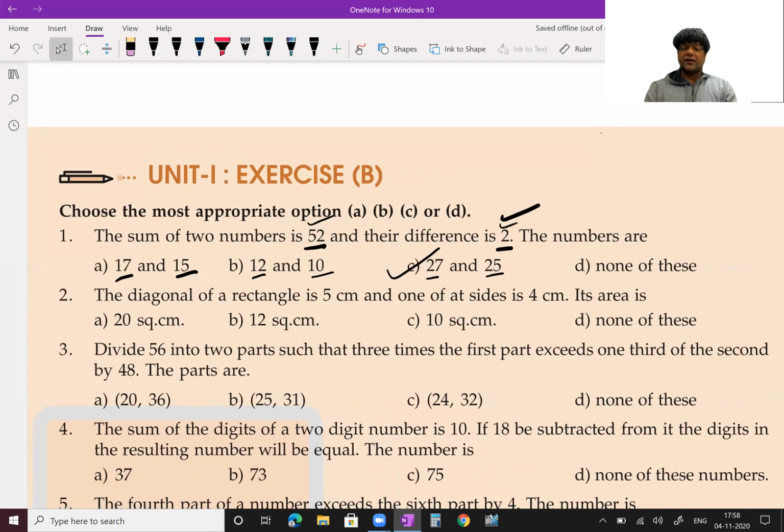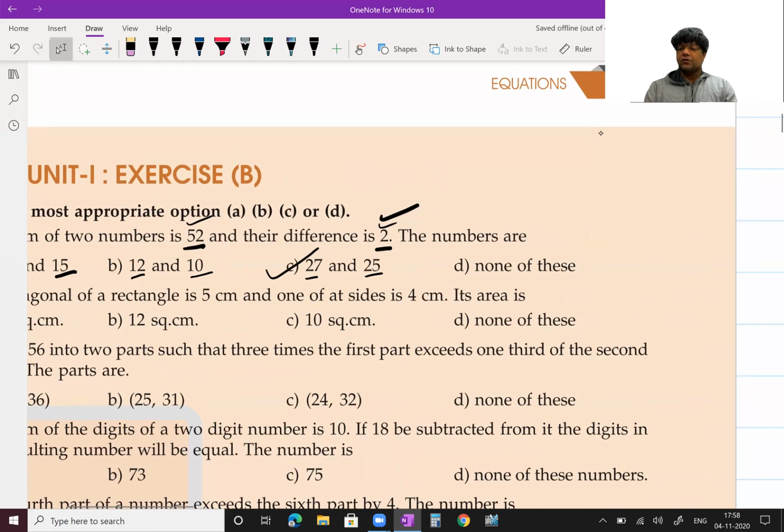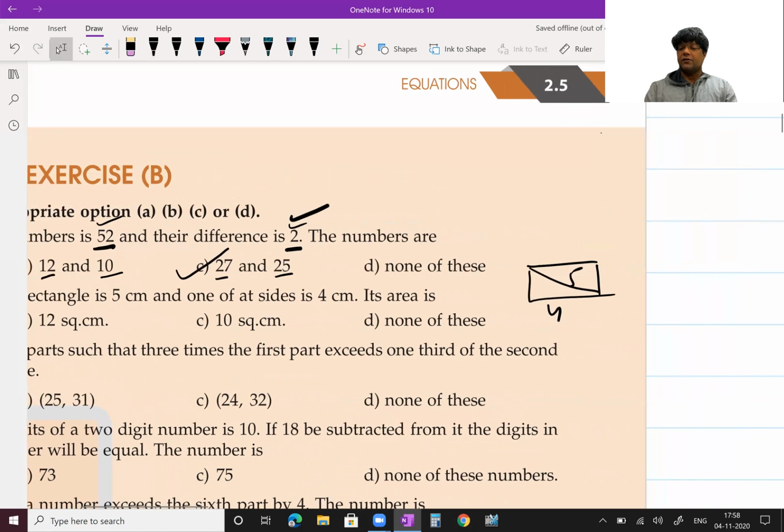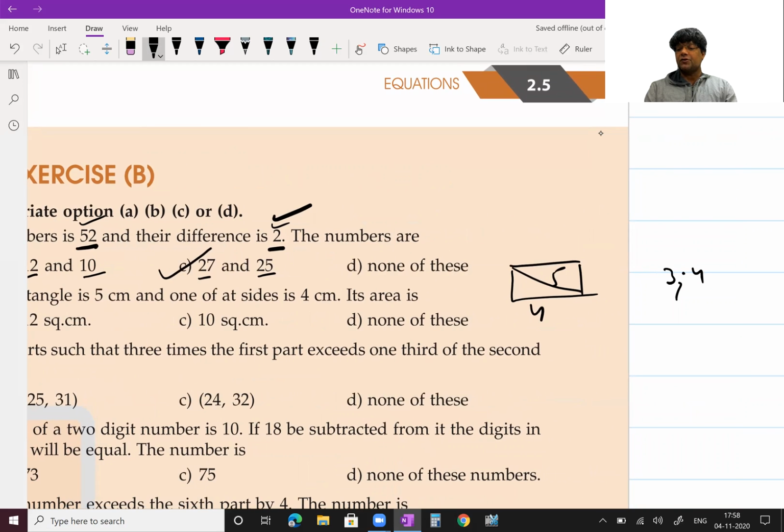Question number 2, diagonal of a rectangle is 5, one of its sides is 4. So look here, diagonal of a rectangle. Diagonal is how much? 5. One of the sides is 4. If you remember, I have given you the Pythagoras triplet, 3:4:5. Then the sides will hold Pythagoras rule if they are in the ratio 3:4:5. So guys, here if it is 4 and the hypotenuse is 5, obviously the third will have to be 3. Question asked its area. Area is equal to how much? Length into breadth, and that is equal to 3 into 4 is equal to 12.